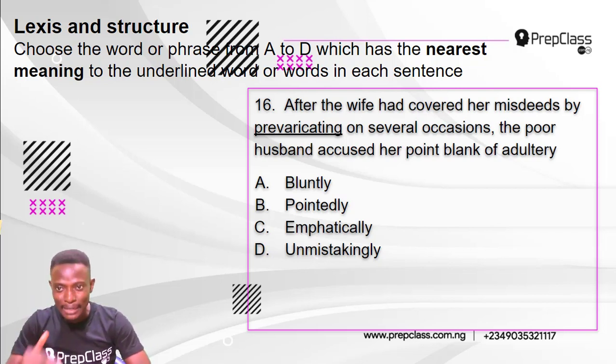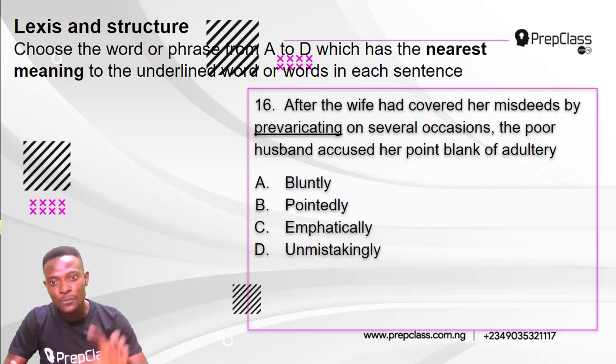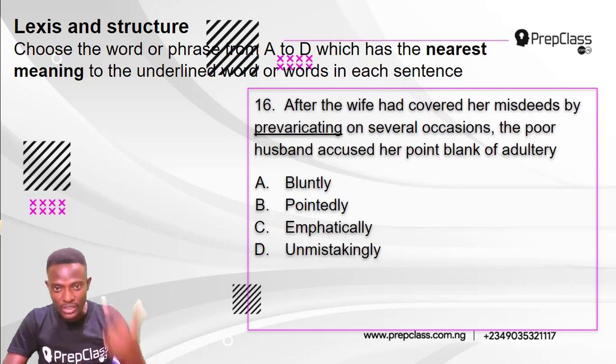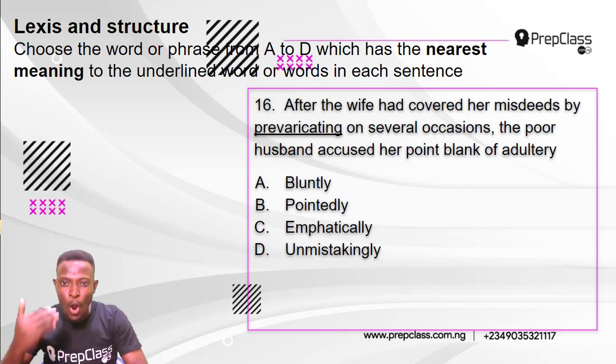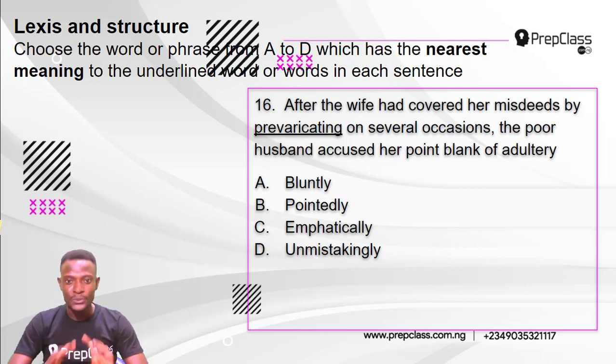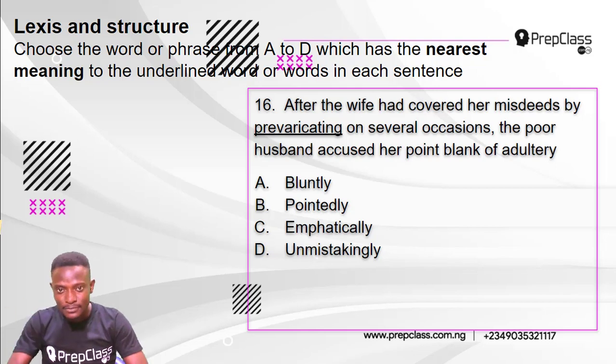After the wife had covered her misdeeds by prevaricating on several occasions, the poor husband accused her point blank of adultery. Now, the underlined word here is prevaricating. So, we are to select the option that has the nearest meaning to prevaricating. Option A, bluntly. Option B, pointedly. Option C, emphatically. Option D, unmistakingly.